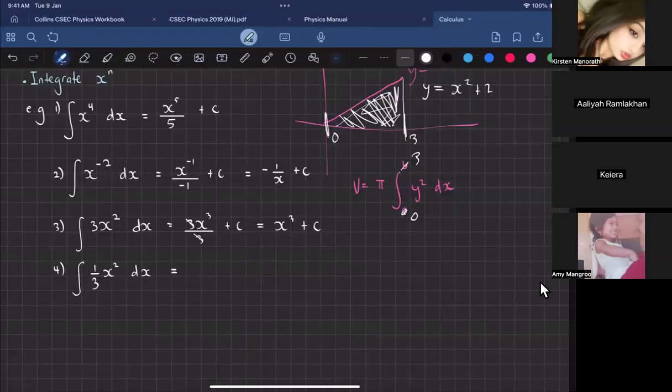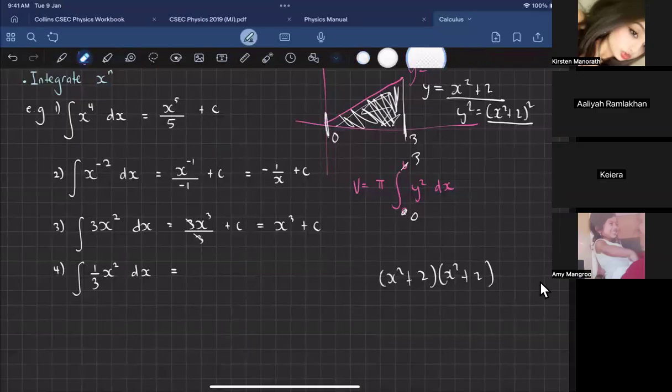Right. So the formula says you have to use y squared. So this is y, so you have to square y. So y squared would be equal to x squared plus 2 all squared. And you use binomial expansion to expand that out. So that'll be x squared plus 2 by x squared plus 2, expand it, and then you integrate. Good? Okay. Trust you have that.